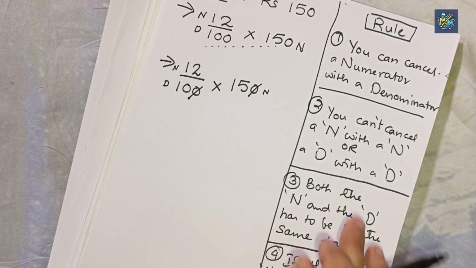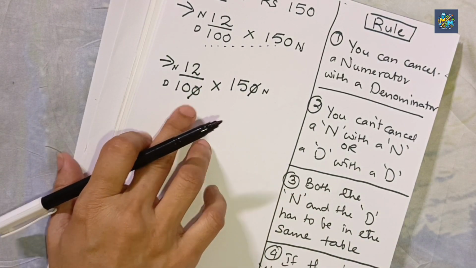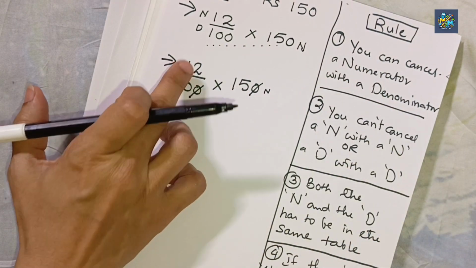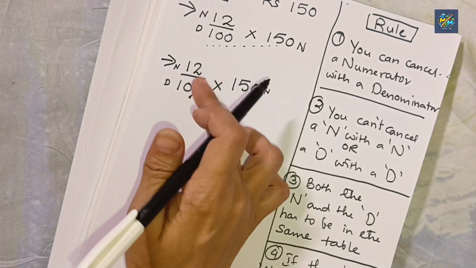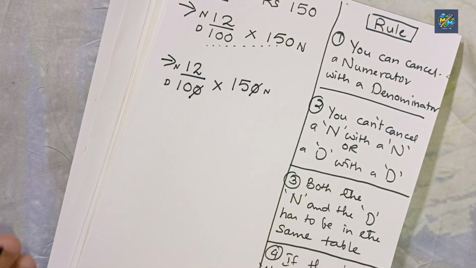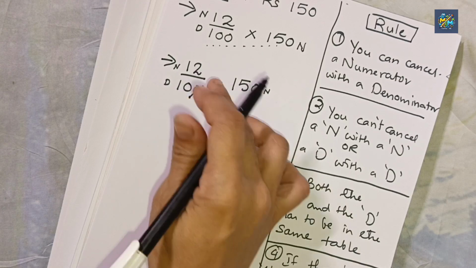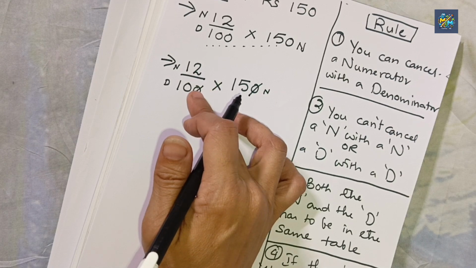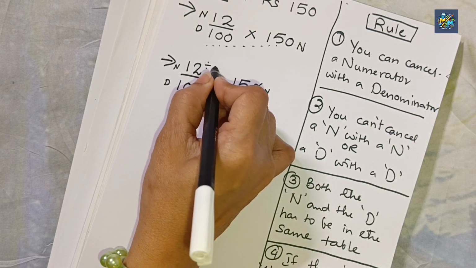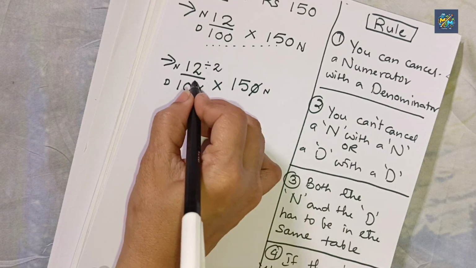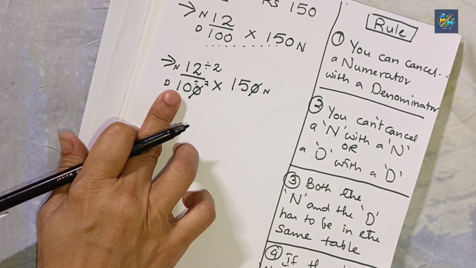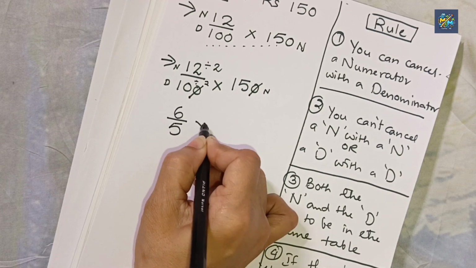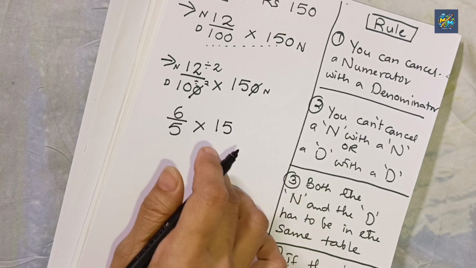First, as per this rule, you can cancel a numerator with a denominator. This means that both the numbers in the fraction have to be part of the same table. So 12 and 10. There might be a table in which 12 and 10 both come. Yes, that is the table of 2. 2 times 6 is 12 and 2 times 5 is 10. So this will be 6 upon 5 multiplied by 15 written as it is.